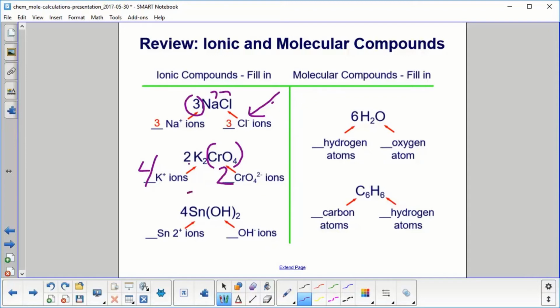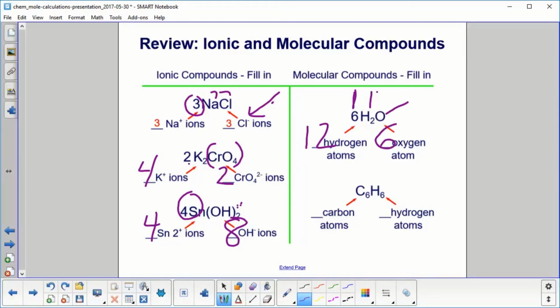Here, 4 times hydroxide, well, there's 4, but there's 2 of them in the ionic compound. 4 times 2, 8. Let's go over to water. Hydrogen, 6 times 2, 12. Oxygen, 6 times 1, 6.